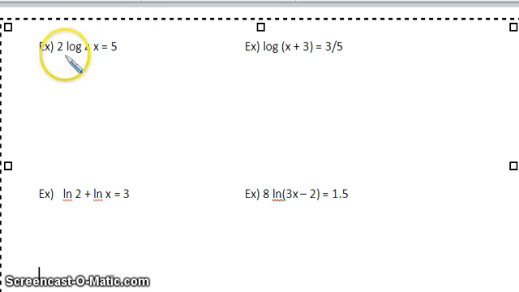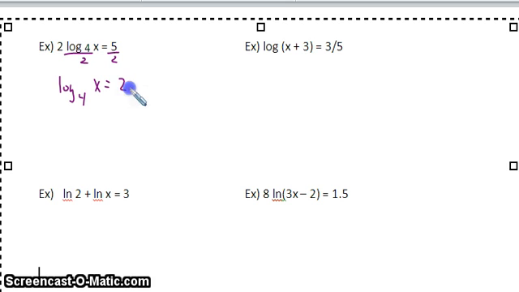You'll notice in this equation we have 2 times a log being equal to a number. So we want to get our log by itself first. If it's being multiplied by 2, let's divide by 2. So we have log base 4 of x equals 2.5.